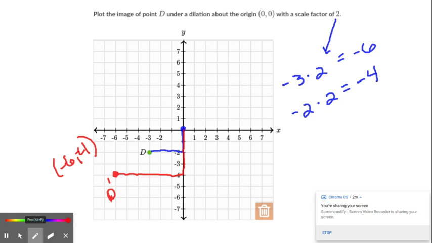And if I connect those, I can always draw a line going from the center of dilation through the new image point. We know that those 3 points should always, always, always be collinear. So that's a good way to check yourself to ensure that you do, in fact, have the correct point.